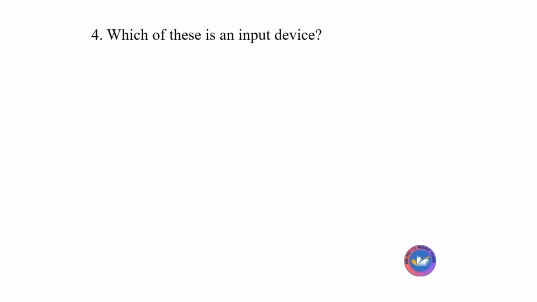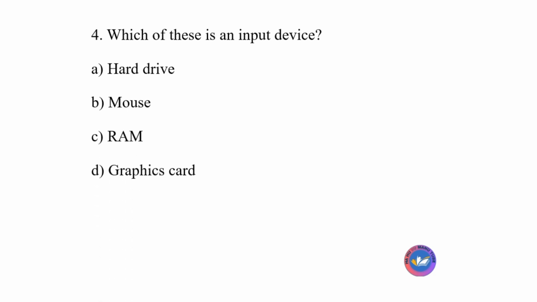Question number 4. Which of these is an input device? A. Hard drive. B. Mouse. C. RAM. D. Graphics card.